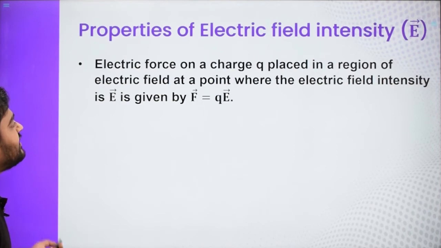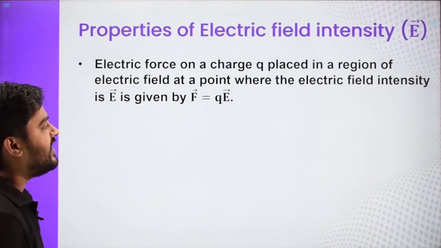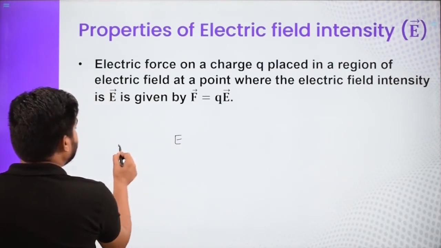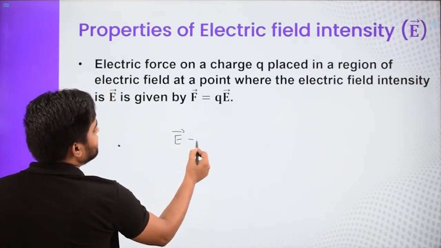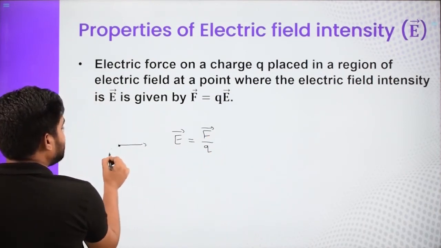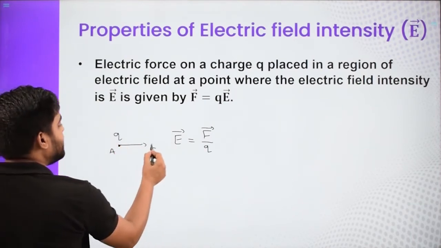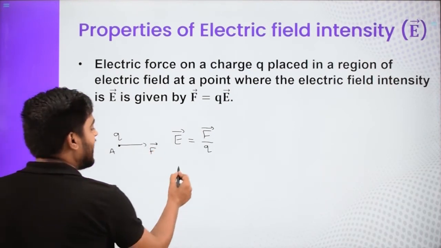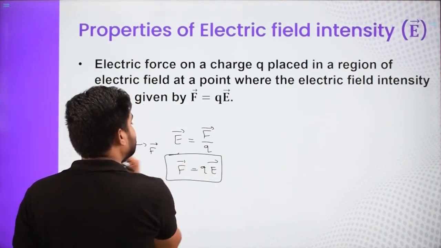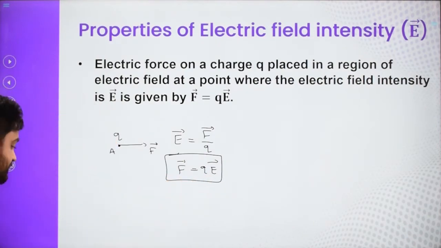Now, properties of electric field intensity. Next property is electric force on a charge Q placed in a region of electric field. At any point where the electric field intensity is E, the force is given by F is equal to Q times E. So see, at any particular point, how have we defined E? Electric field intensity is nothing but force experienced per unit charge. Now, if you want to get the force, at the point where the electric field intensity is E, a charge Q when placed over here is experiencing force F vector, and that we will say F vector is nothing but Q times E vector. So it is important that you remember this relationship. This is the force experienced by Q charge when placed in E electric field intensity.